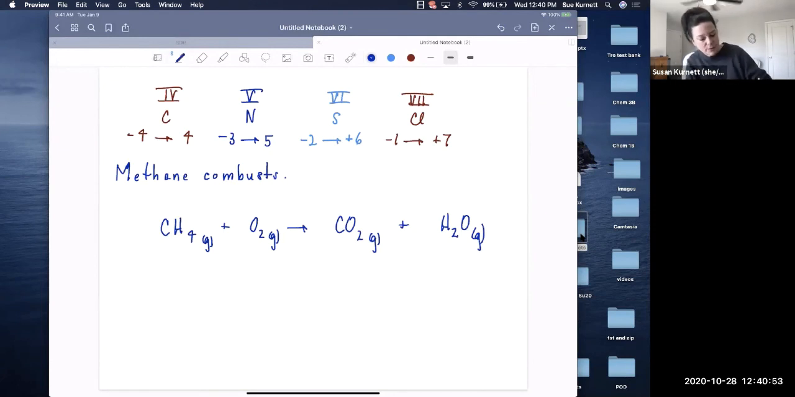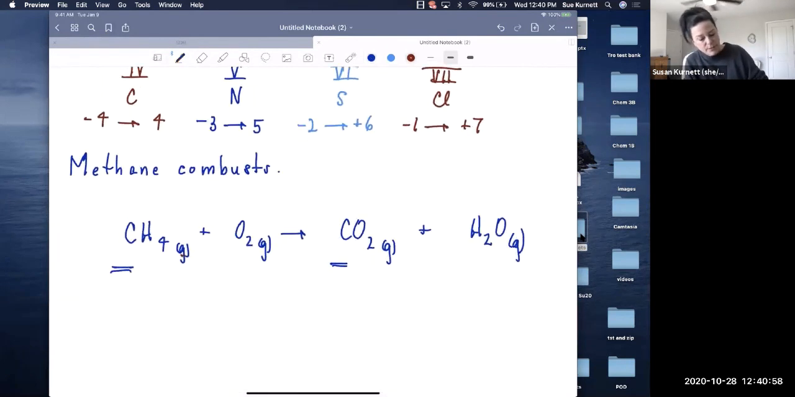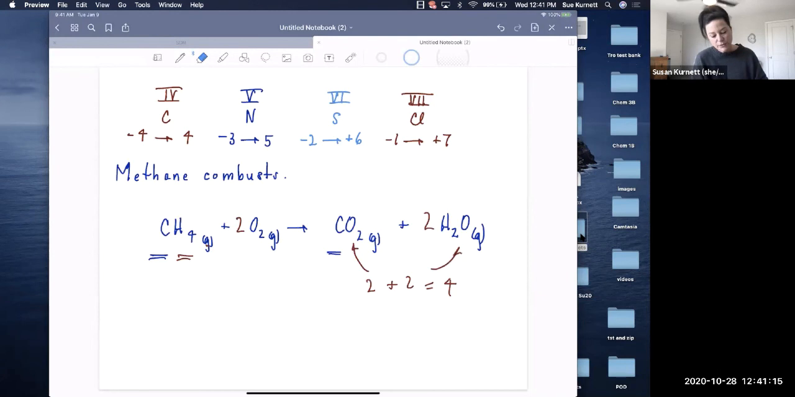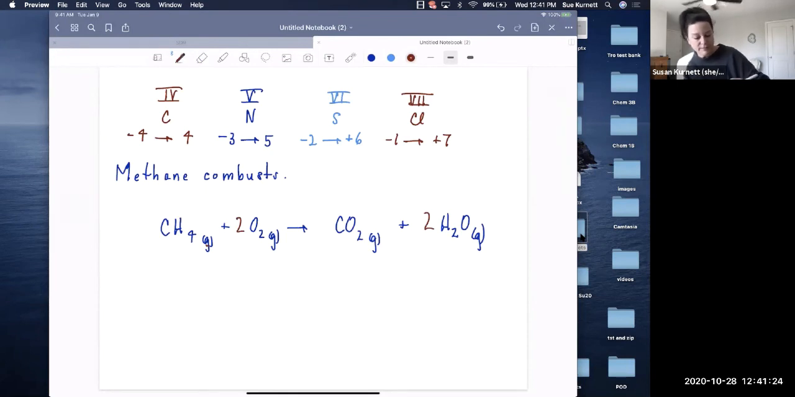I start with the fuel, 1 carbon here, 1 carbon there, 4 hydrogens. I need to put a 2 here. And then I see that there's 2 oxygens plus 2 oxygens is 4 oxygens. I need a 2 here. So the way I've written it, my coefficients are 1, 2, 1, 2. Now let's go ahead and assign oxidation states for each atom. The easiest one is oxygen. It's an element, so the oxidation state is 0.